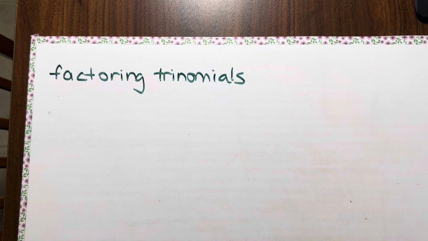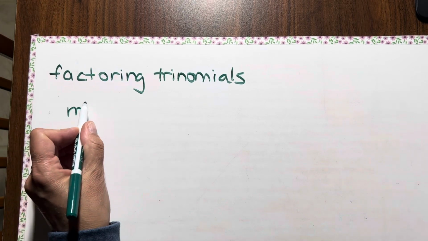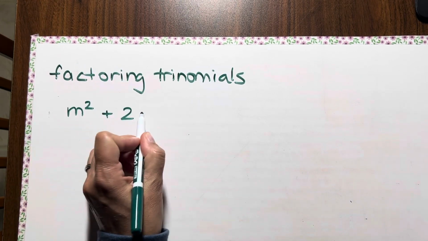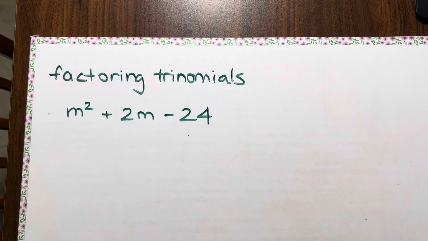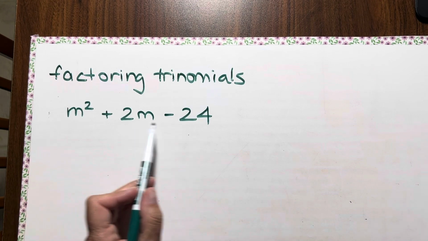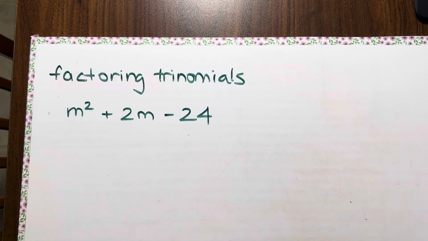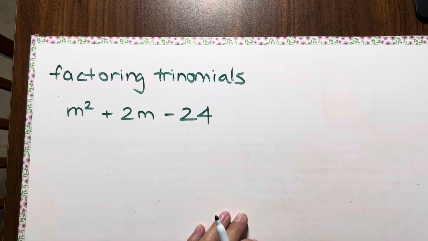Today we're going to take a look at another example of how to factor a trinomial. Today's trinomial is m squared plus 2m minus 24. First thing we're going to check for on all of our problems that we're factoring is a GCF, which in this problem we do not have a GCF other than 1, so we're going to leave this as it is.